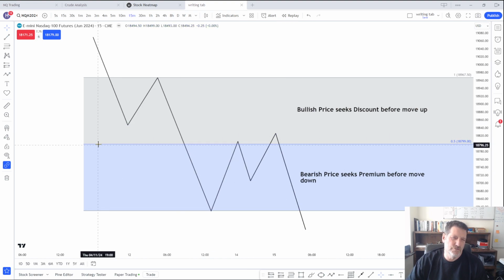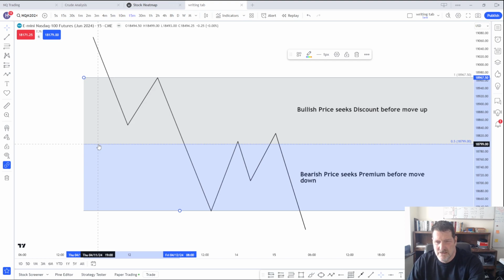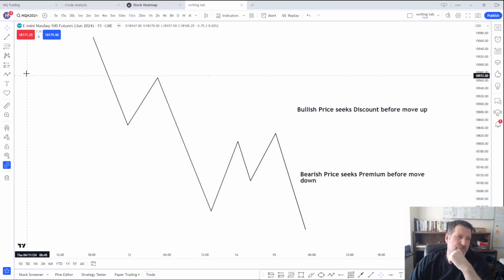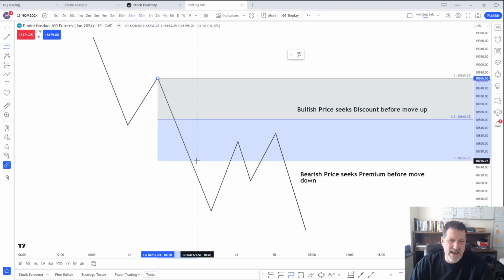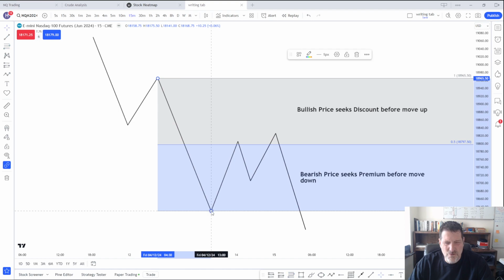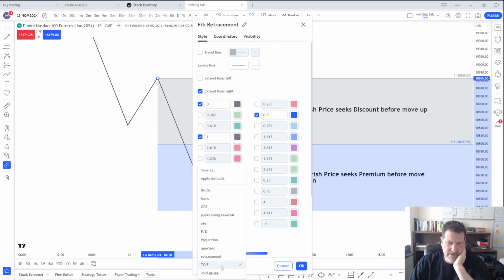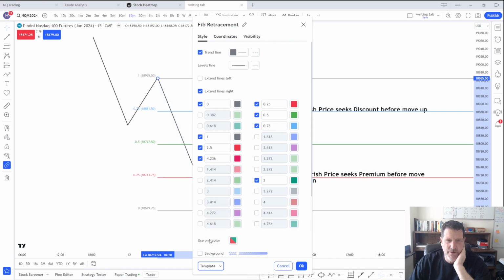So let's just get rid of this for now, and we're going to go to our fib tool, which is over here, and it says fib retracement. Click on that, and we're going to put it on that high, and go down to the low. And I have this template saved. If I double click on this, I can go down here to template and change how I want that fib projection to look. There we have projections. We'll get into these as we use them.